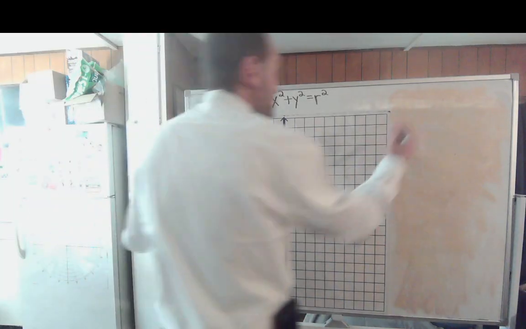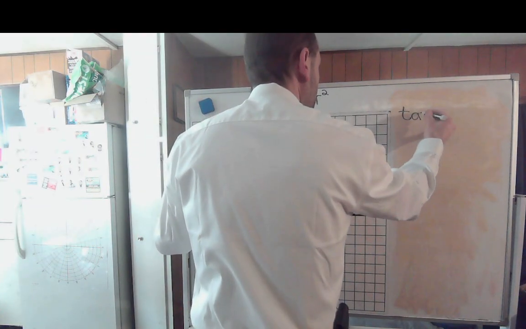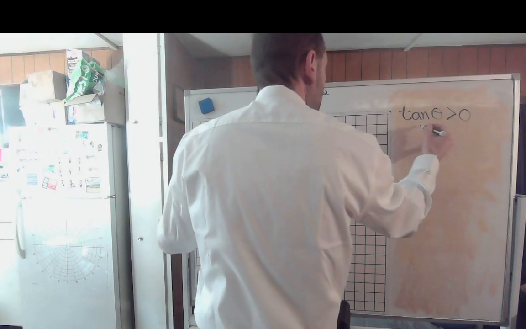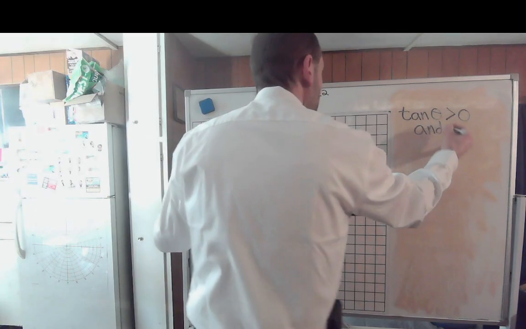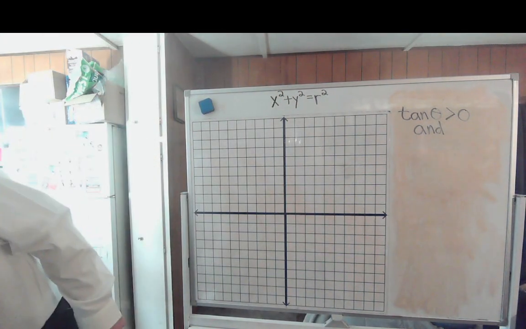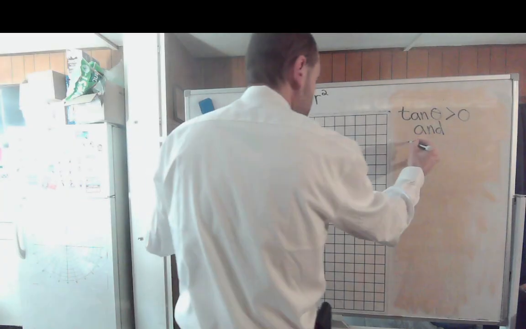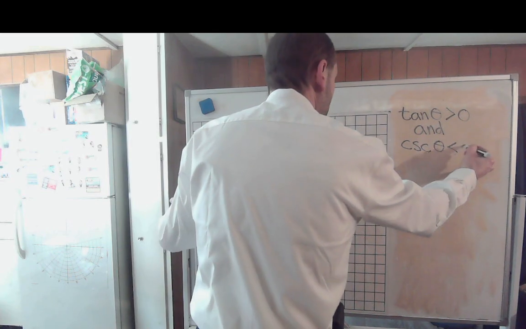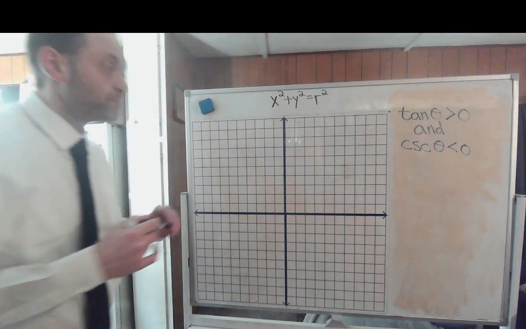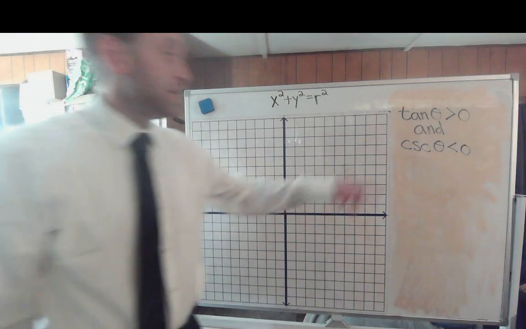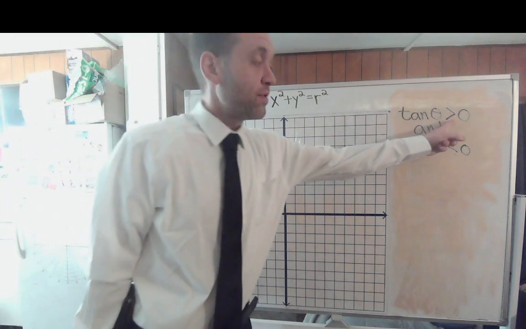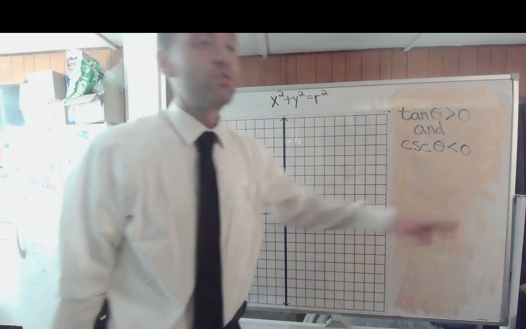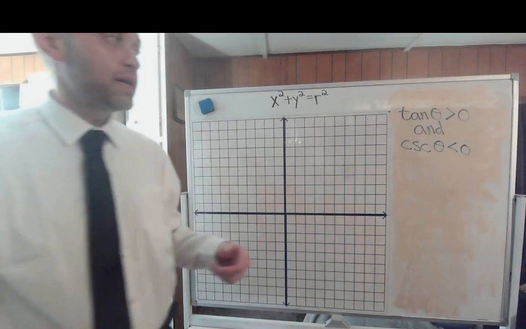You're given that the tangent of theta is greater than 0 and the cosecant of theta is less than 0. So interesting. So we have the tangent of theta is greater than 0 and the cosecant of theta is less than 0. So which quadrant does this angle lie in?